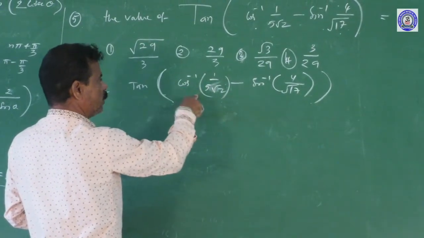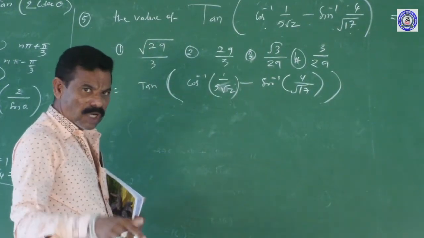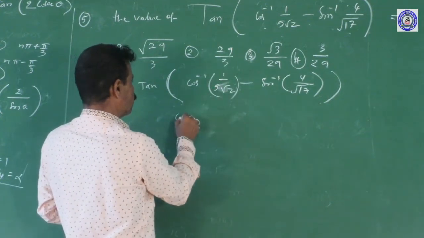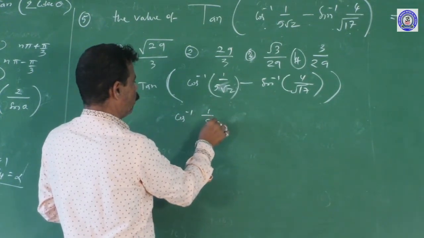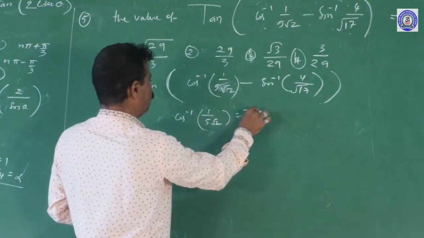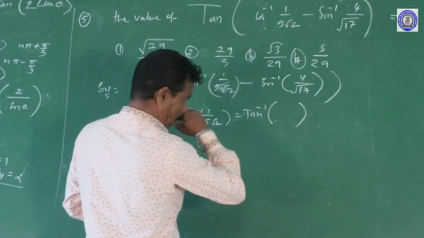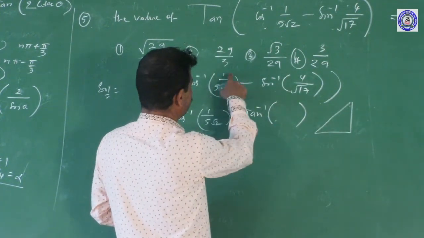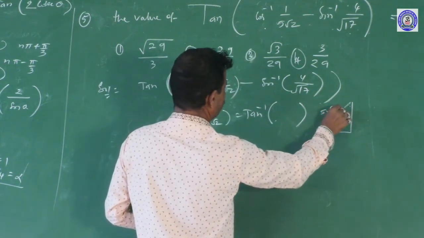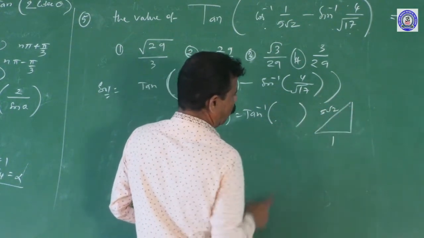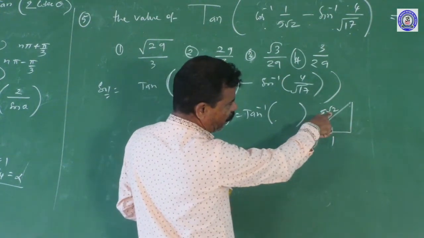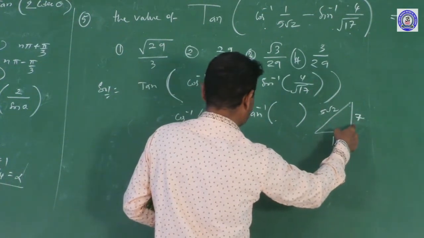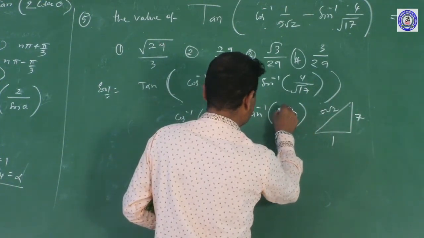Here, these two ratios are converted to tan in terms of tan inverse. So cos inverse of 1 by 5 root 2 is converted to tan inverse of... Consider a triangle: cos inverse is adjacent by hypotenuse. Hypotenuse is 5 root 2, adjacent is 1. So 50 minus 1 is 49, and root 49 is 7. So tan in terms of tan inverse is 7.